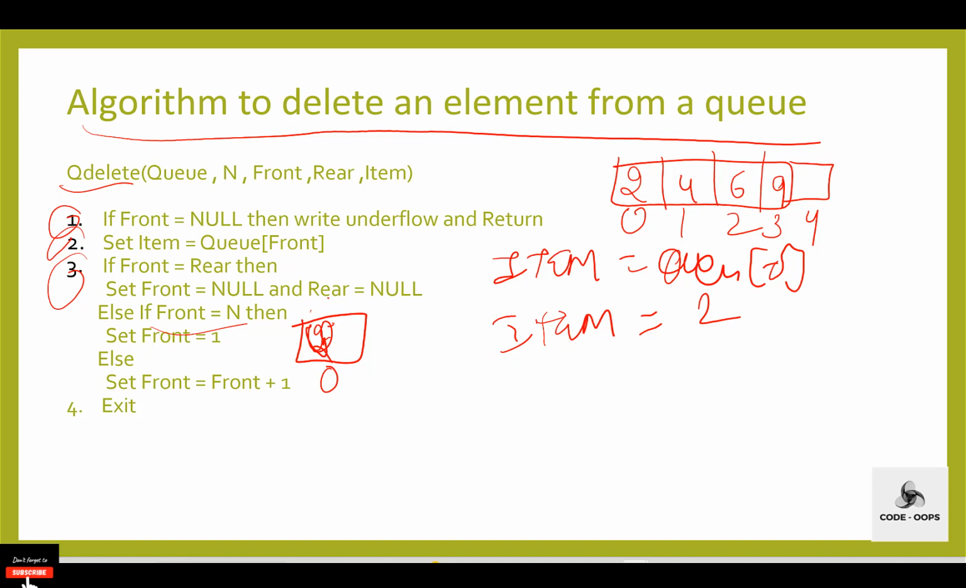Now in this case, all conditions evaluate to false. Then front is equal to front plus 1. Now front becomes 1. After deleting the element from the queue, front becomes 1. And then the fourth step is exit. This is the complete algorithm to delete an element from a queue. In the next video, we'll learn the linked representation of a queue.